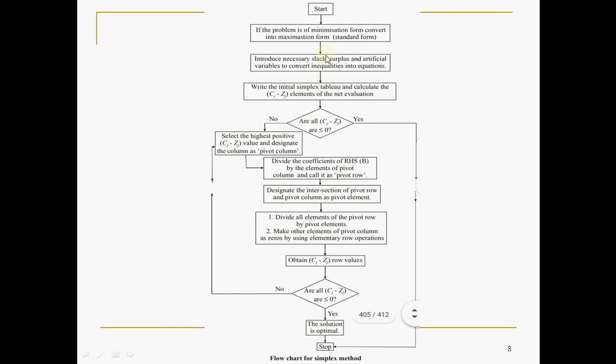If at all, sometimes you may get it. So then if it is yes, no, you stop. That's all. Start to stop. So assume that all values of Cj minus Zj are not lesser than or equal to 0.